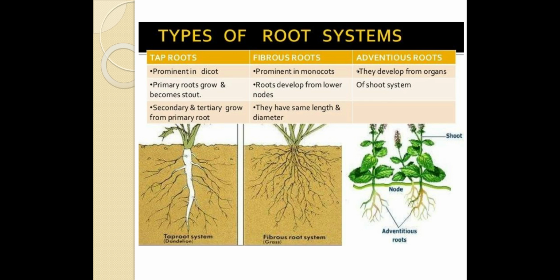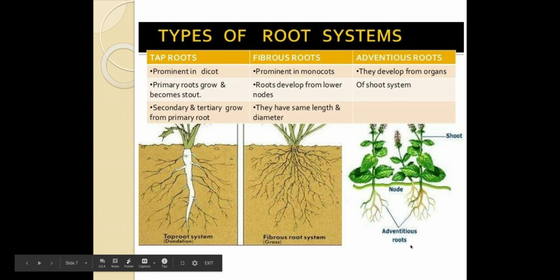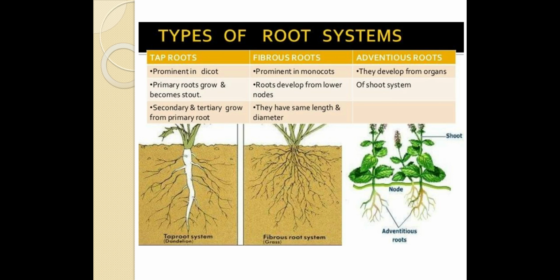Adventitious roots basically develop from the organs of the shoot system, which, remember, anything above the soil line is a shoot. Everything below is a root. All right. So hopefully you guys understand this. If you do not, please reach out to me and I will help you understand it a little bit better. And if you have any questions, let me know.